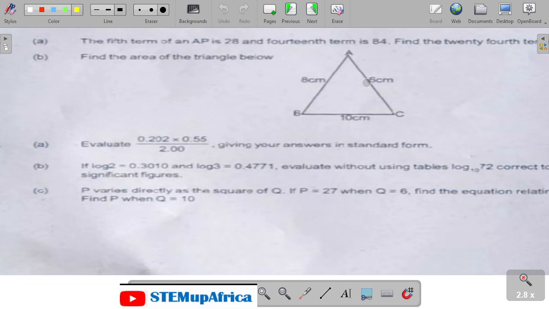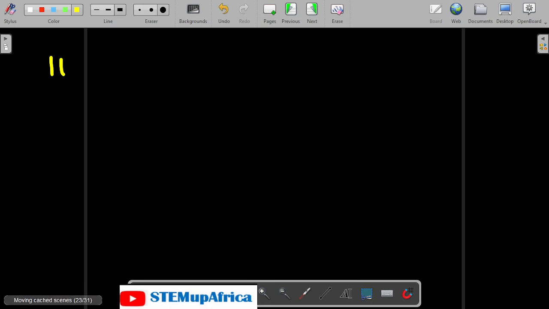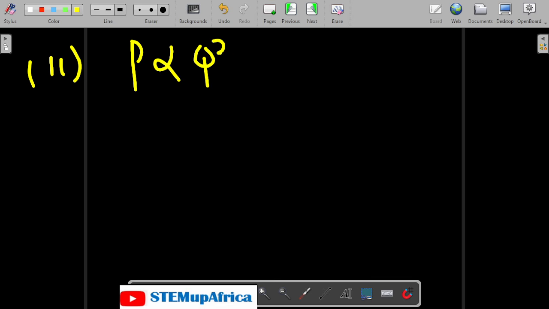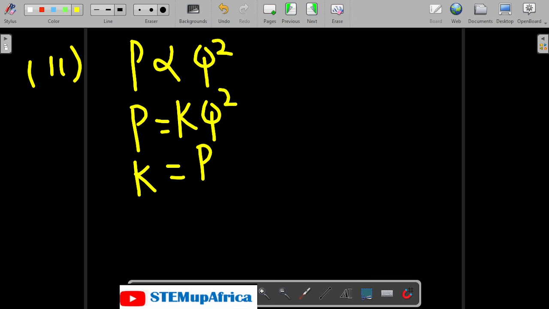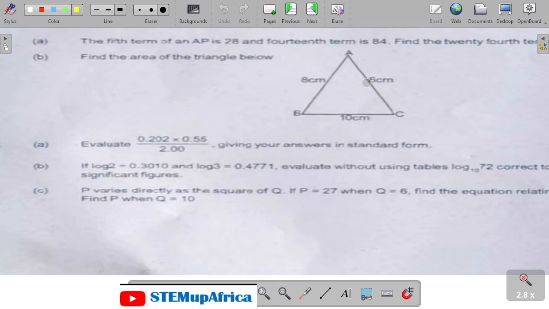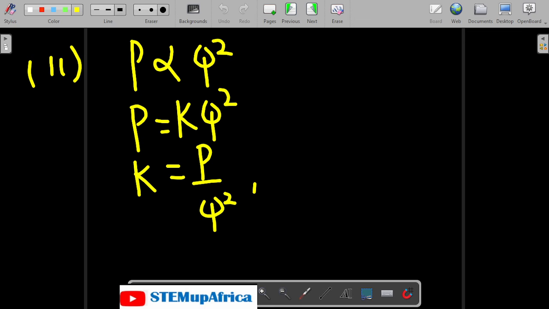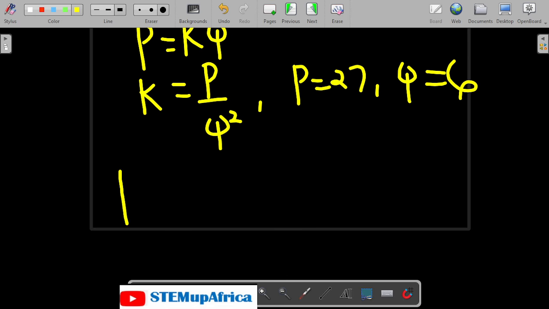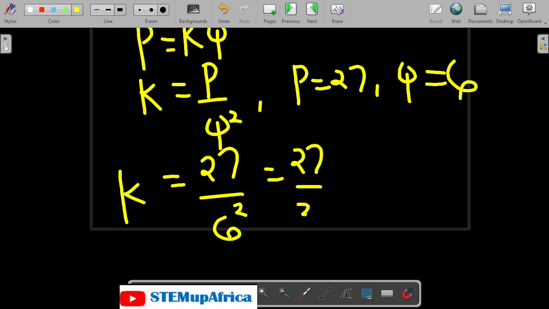Number 11C. It says P varies directly as Q squared. So my P becomes KQ squared. What is my K? K is P over Q squared. They gave us some values: P is 27, Q is 6. So if I put in the values, my K will be 27 over 6 squared, which is 27 over 36. One can go 9 here, 3; 9 here, is 4.